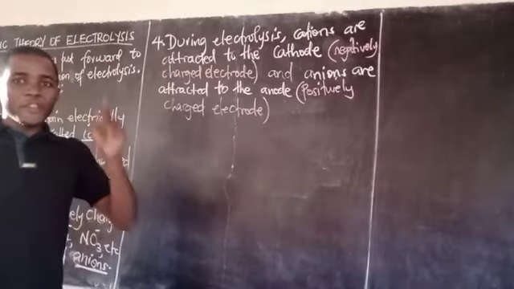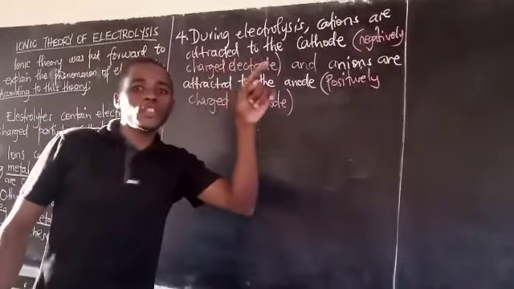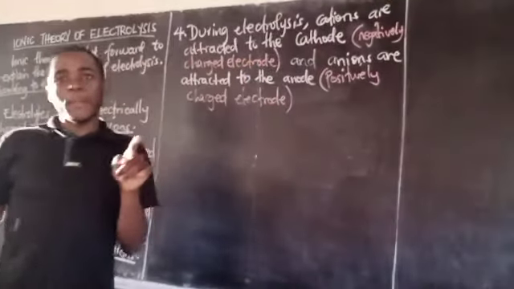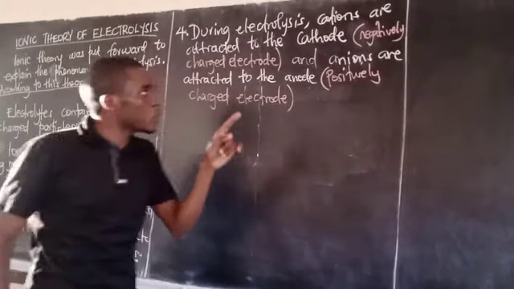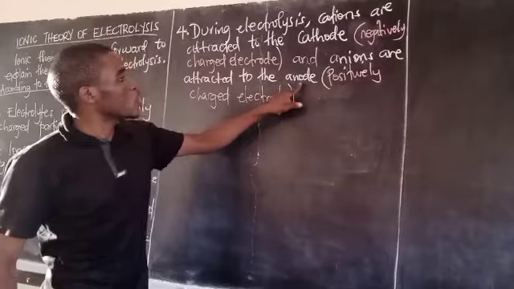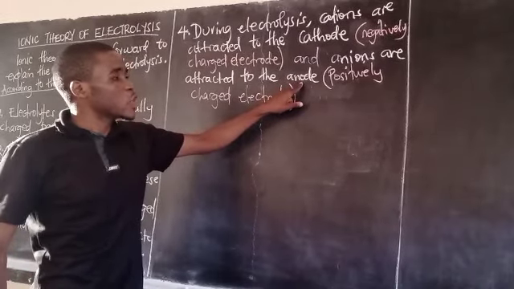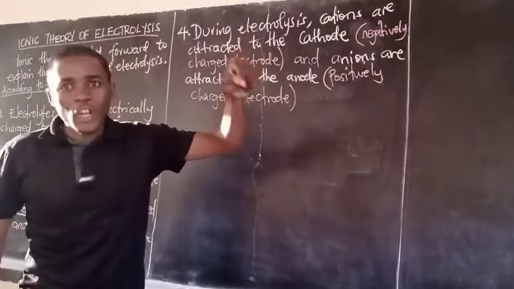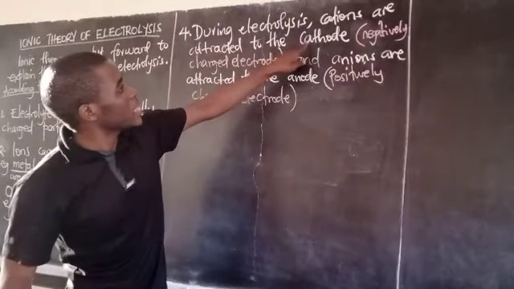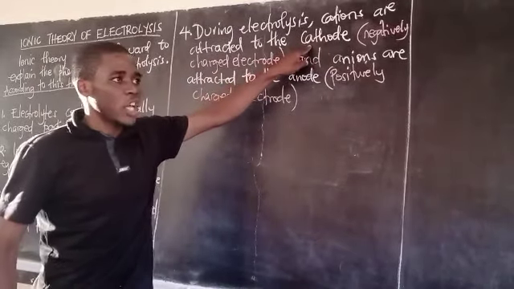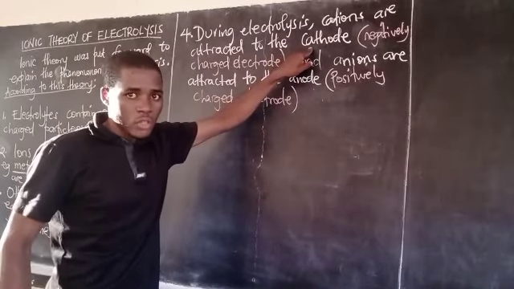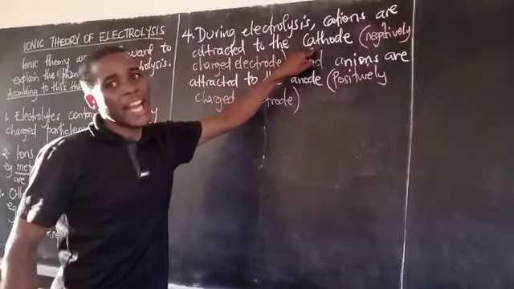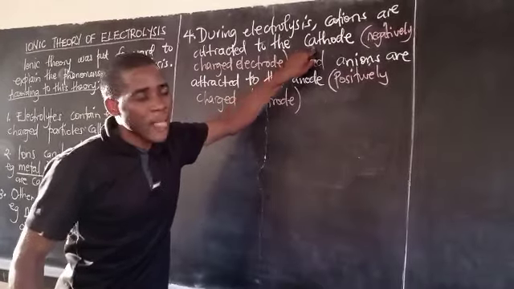If the electrode is connected to the positive end of the battery, then it will be positively charged, and so it will be the anode. If it is connected to the negative end of the battery, then it will be negatively charged and will be the cathode. During electrolysis, like charges repel and unlike charges attract.